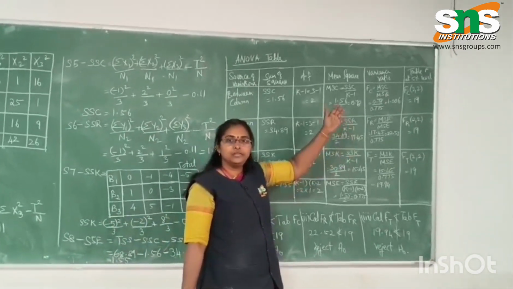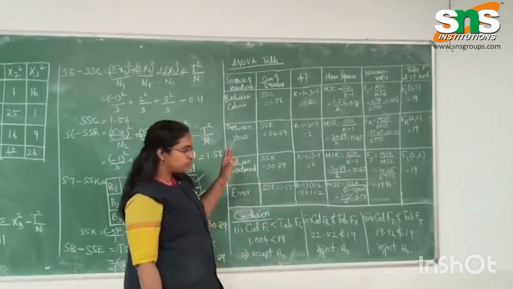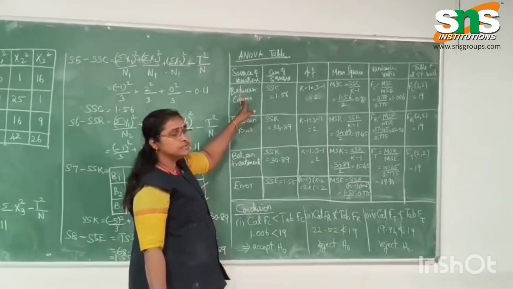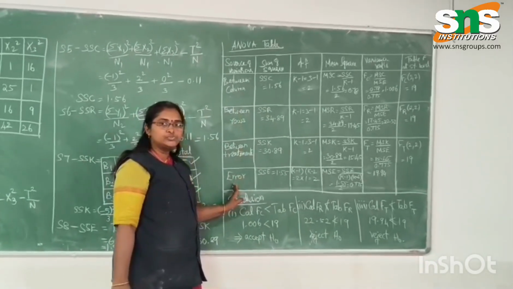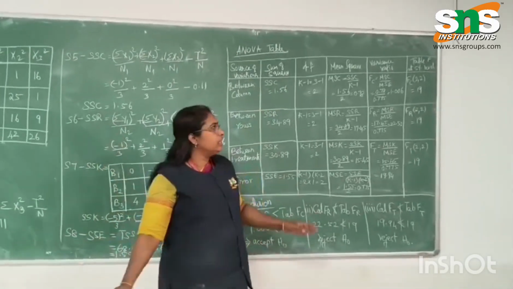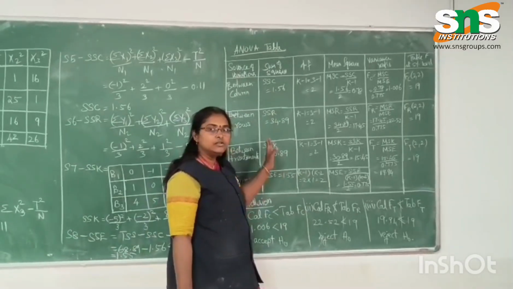F test means greater value divided by the smaller value. So here one by one we can do it now. The sources we are using are between columns, rows and treatments, and then the last one is error. All the values we already calculated here. I am writing here SSC, SSR, SSK, SSE. These are all what we already did.